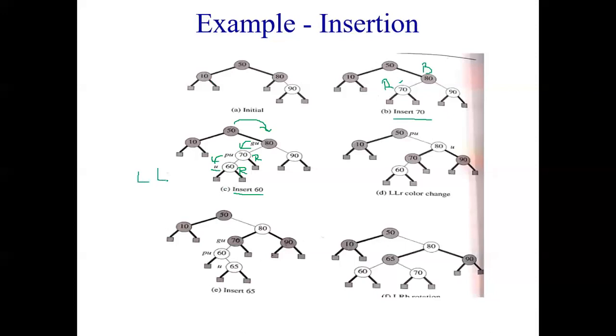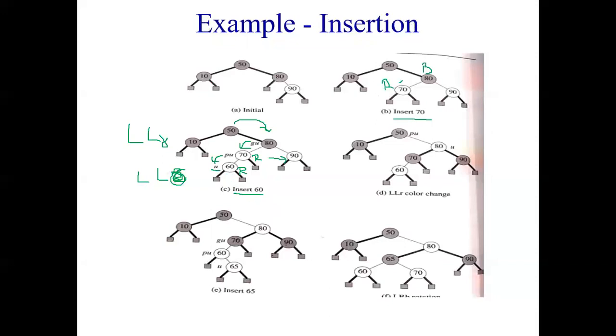Whether it is LLR or LLB, check the parent's sibling. This is the parent's sibling, 90. What is its color? It's red. In this tree, nodes in black color are marked black, and no color means it is red. So it is red color, so it is an LLR imbalance. Whenever it is an LLR kind of imbalance, it is just enough to recolor.